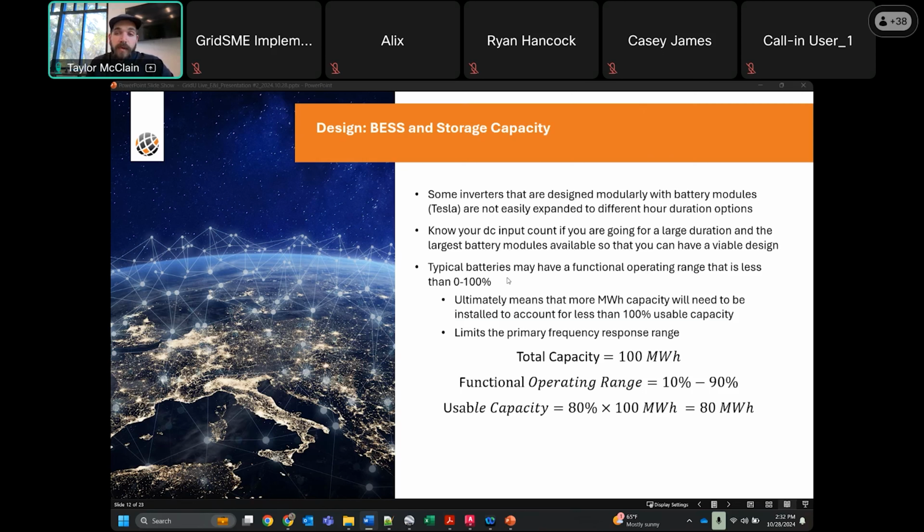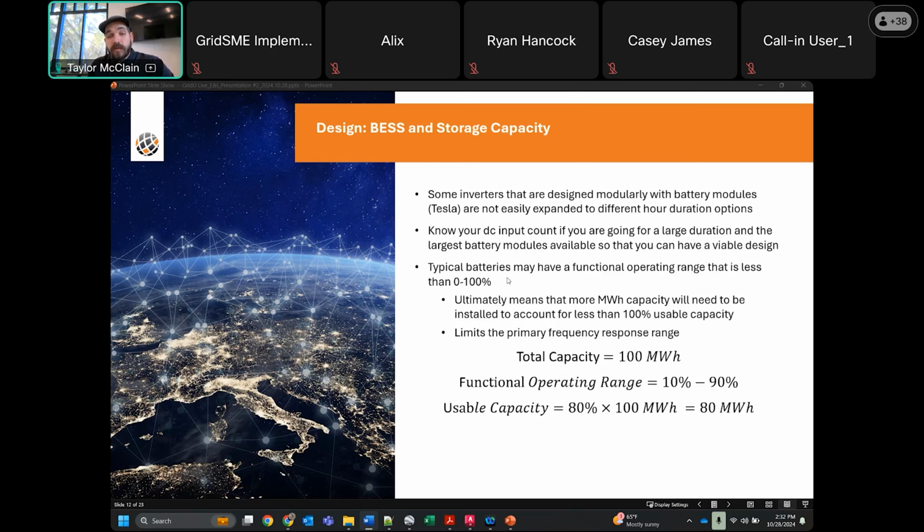We recently ran into some issues finding the right combination to meet specific hour duration options. So that's something to consider if you're going with the modular battery and inverter design: make sure that they support the design that you want to go with.